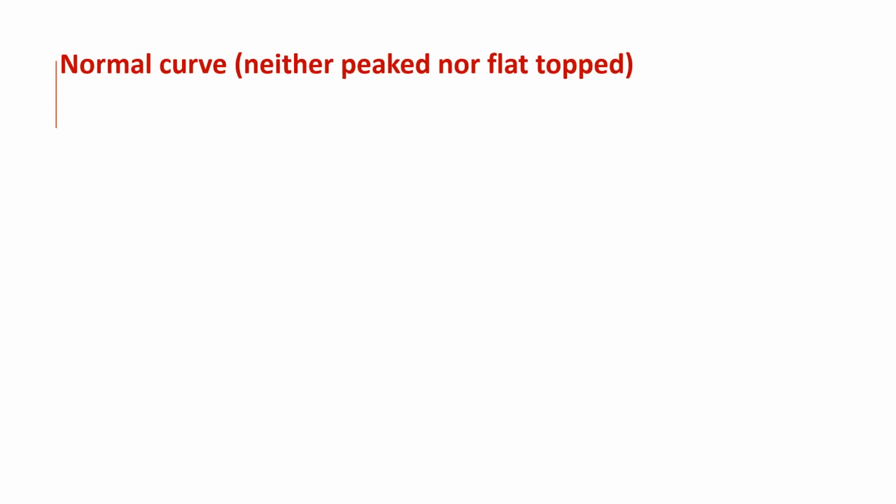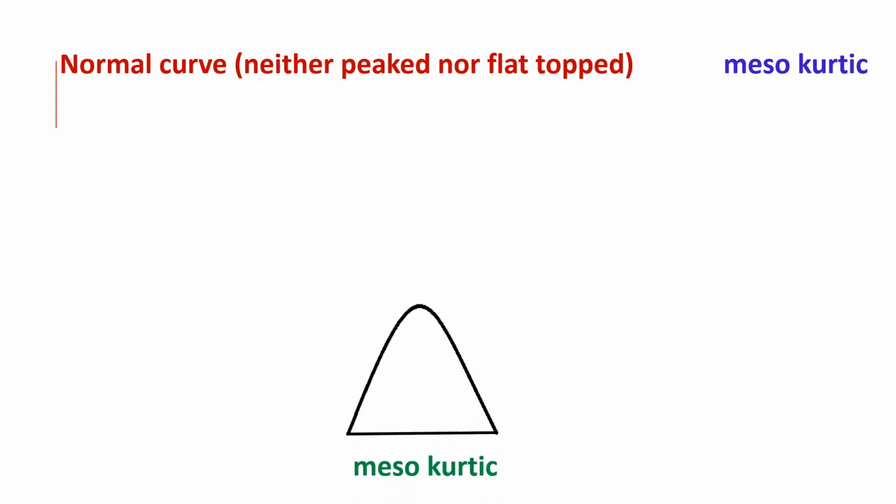Now let us see how it is. If the curve is a normal one, a symmetric curve, neither peaked nor flat-topped, a normal sized curve, then it is called a mesokurtic curve. And you can see the shape of the curve is like this. It is a normal curve, normal in size.